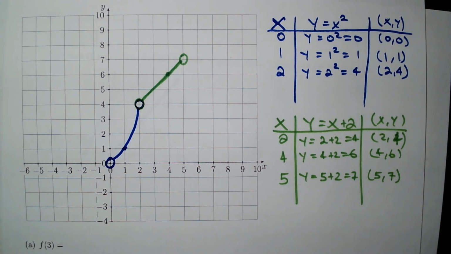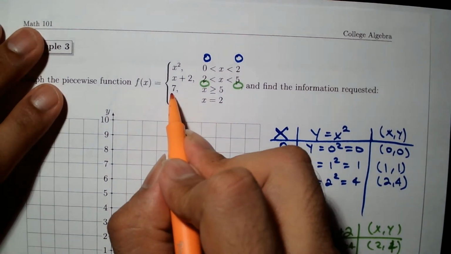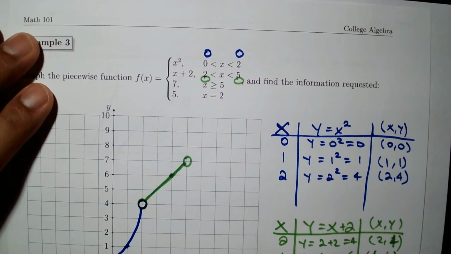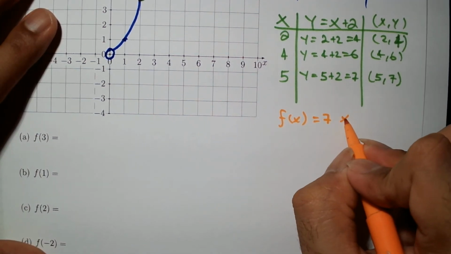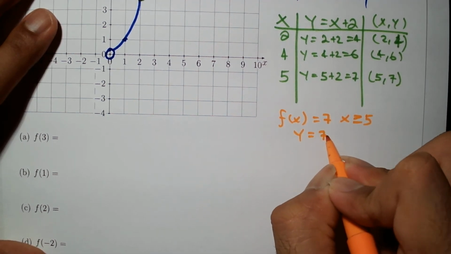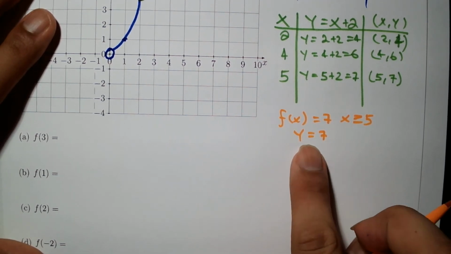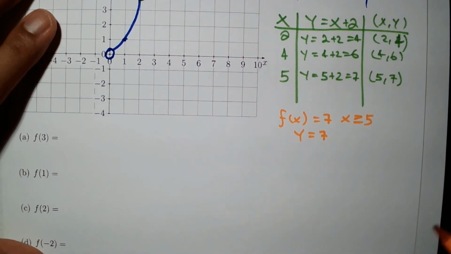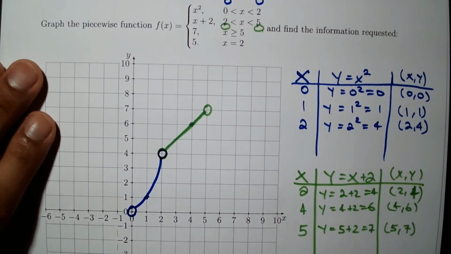All right, what's next? In this case I'm going to use a different color, orange. For the third part, what are we going to have? We're going to have f of x equals 7 for x greater than or equal to 5. In other words, y equals 7, which is no other than a horizontal line. Again, it's a constant function like the first one we looked at at the beginning of this section.